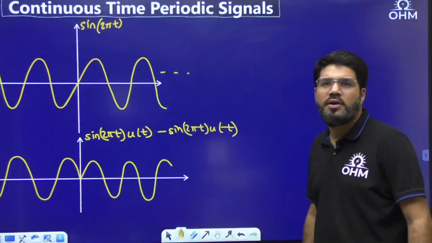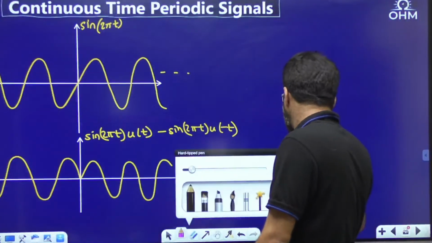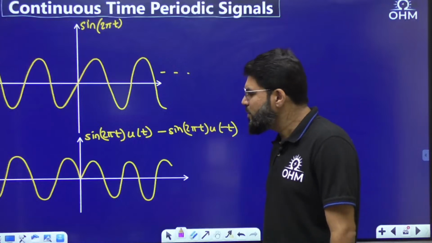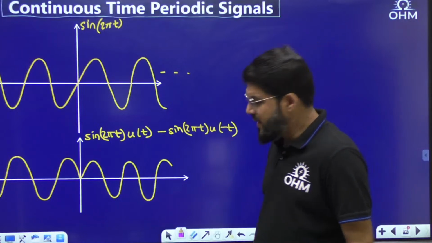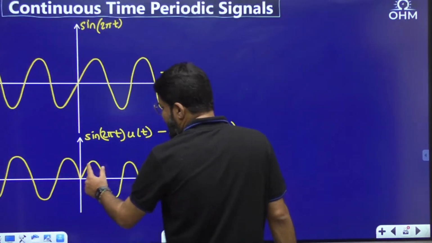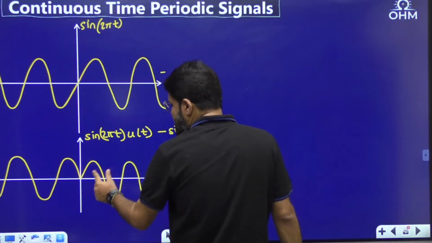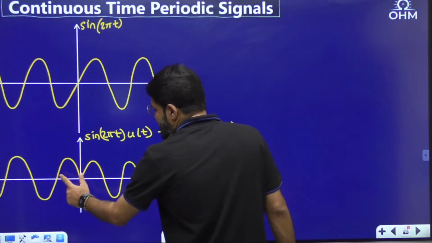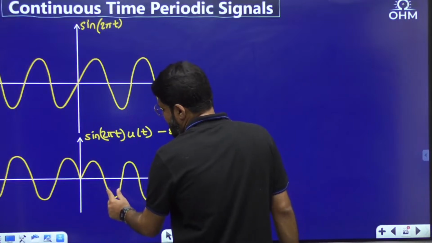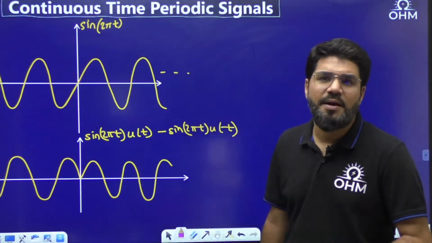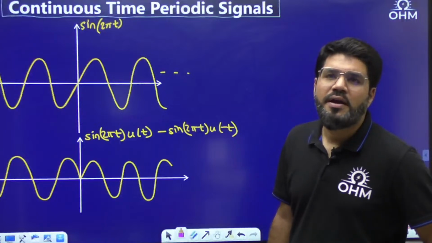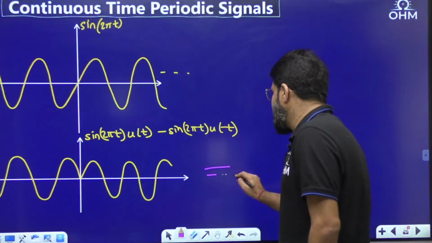Now tell me, is it actually periodic? The periodicity has been lost. Let's say this is one positive cycle. It repeats, so if a positive cycle repeats, it should continuously repeat. But there is a positive cycle, then suddenly a negative cycle. There is no pattern in which a complete repetition is seen. Overall I will call it aperiodic.